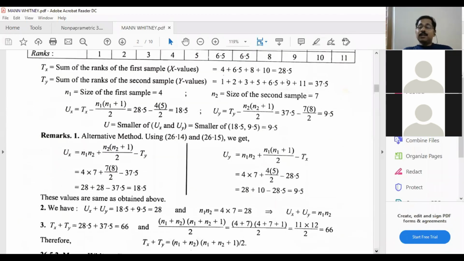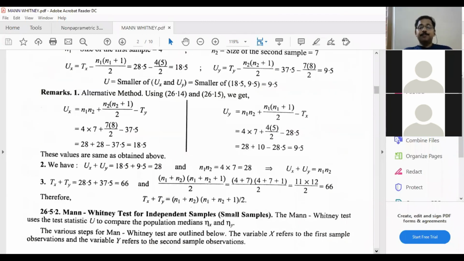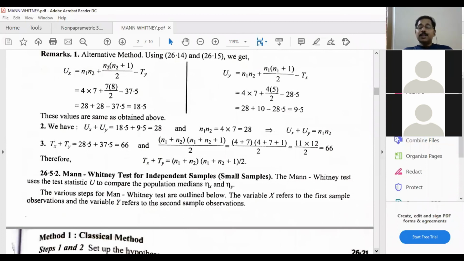There is also an alternative method, because we have already said that there is an alternative formula for Ux and Uy. You can use that formula also, and you will get the same results. Now we want to test how to use this U test for small samples and for larger samples.